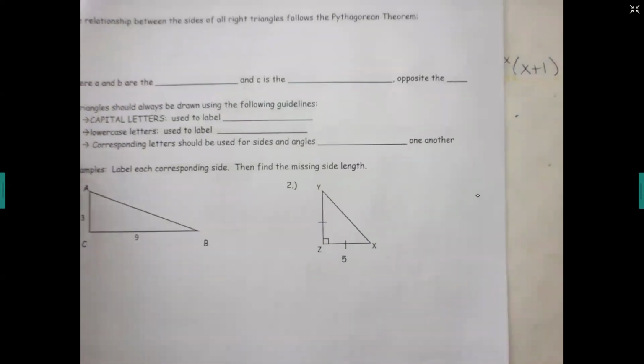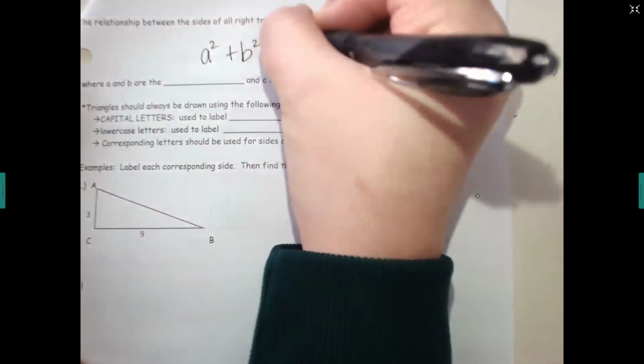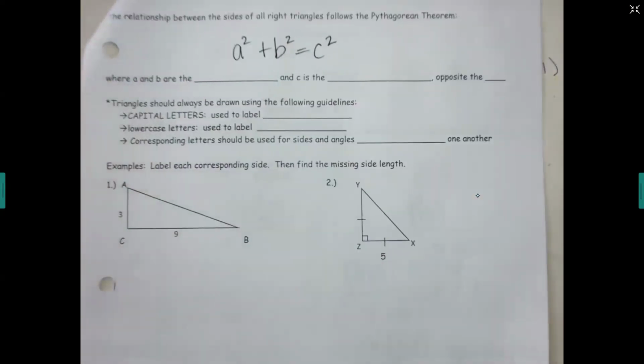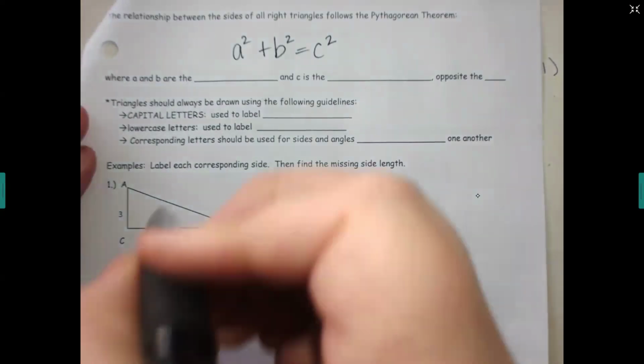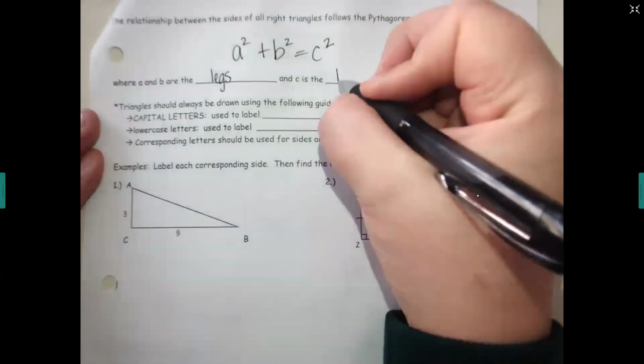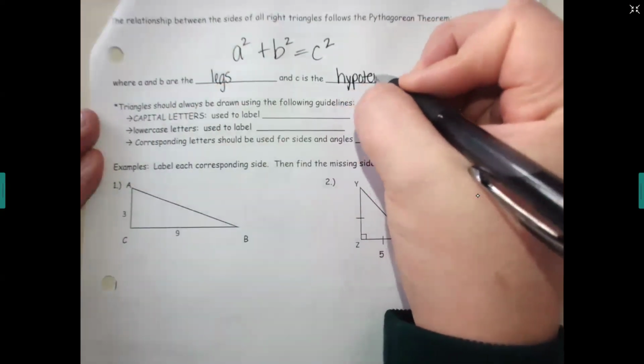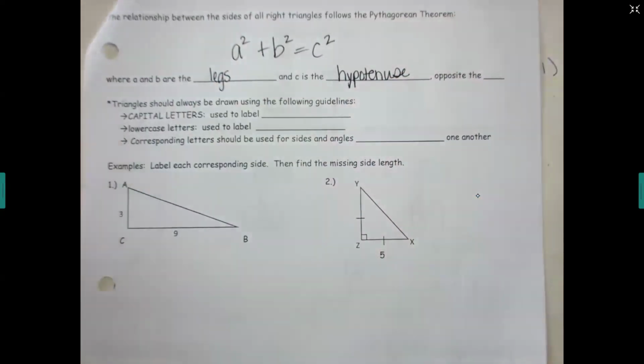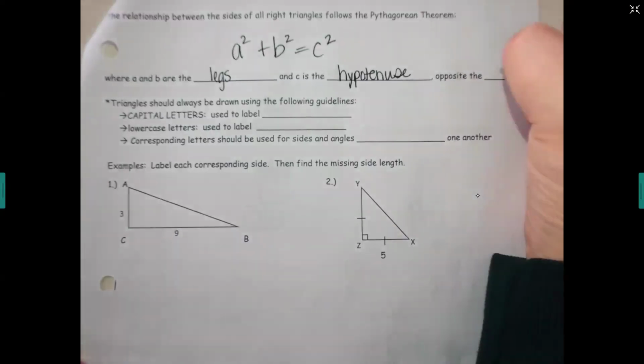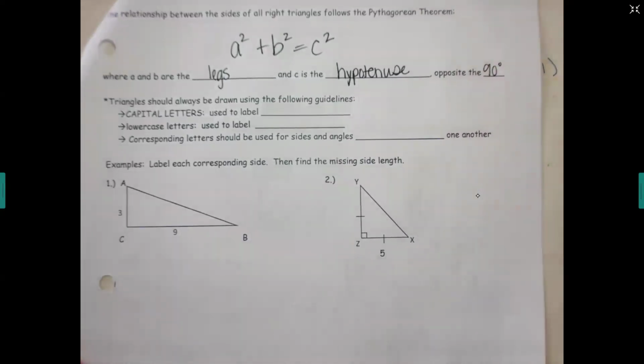All right, so Pythagorean theorem is the relationship between the 3 sides of a right triangle. So it's a squared plus b squared equals c squared. A and B are going to be the legs of the triangle. And C is called the hypotenuse. Geometry. Pretty much, yeah, the whole third quarter. And then remember your hypotenuse is always across from where the 90-degree, the little box is.